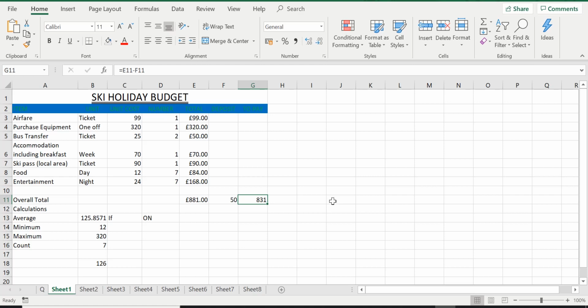Now let's come to functions. Let's start with this one that we did. Now look in the formula bar. We used the sum function. Do you recall the sum function?